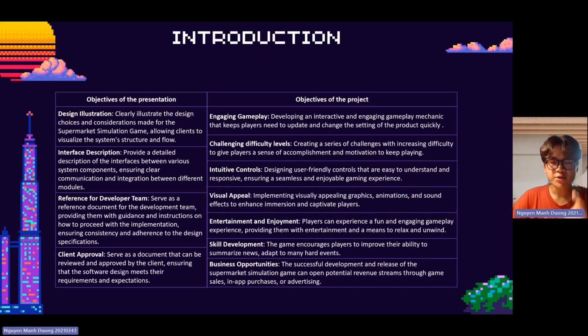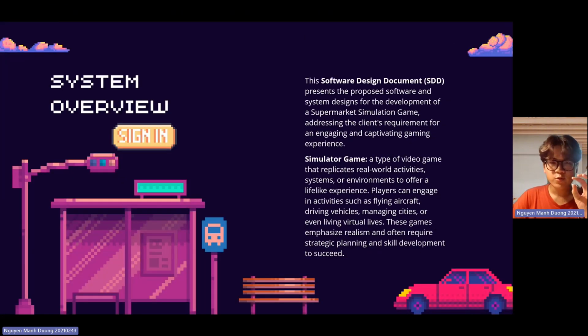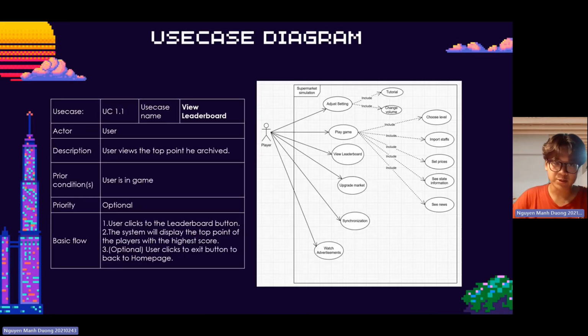So here's the objective of the presentation, which includes three different points: design illustration, interface description, reference for the development team, and client approval. So let's talk about the system overview. This software design document presents the proposed software and system designs for the development of the supermarket simulation game, addressing the client's requirement for an engaging and captivating gaming experience.